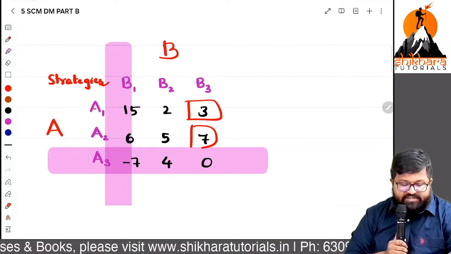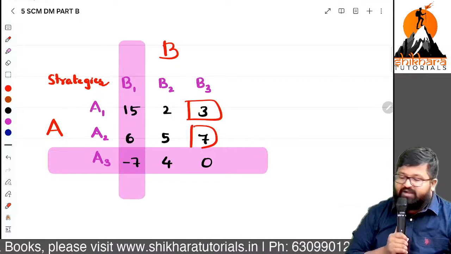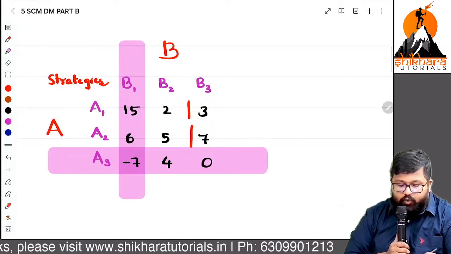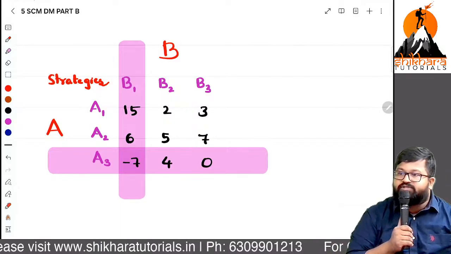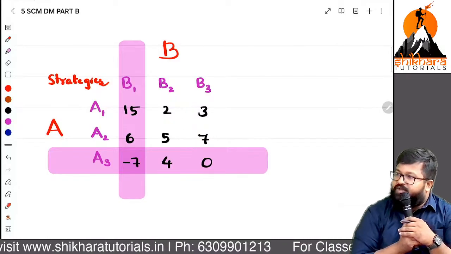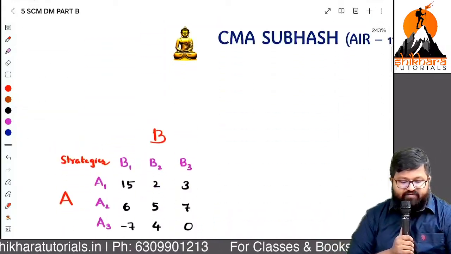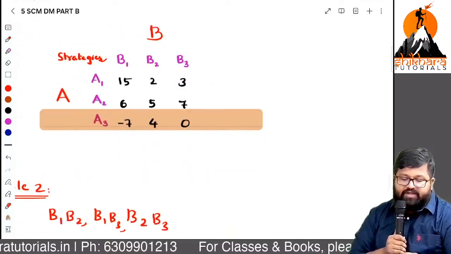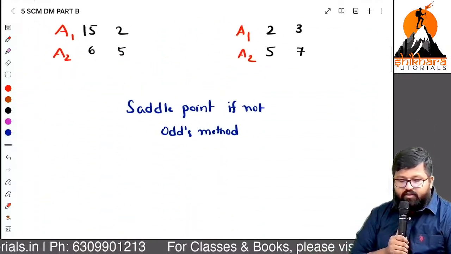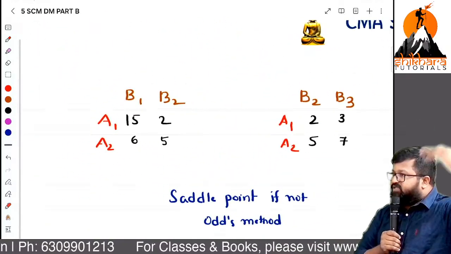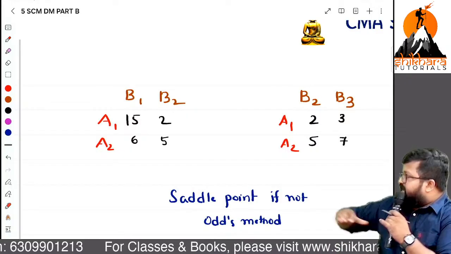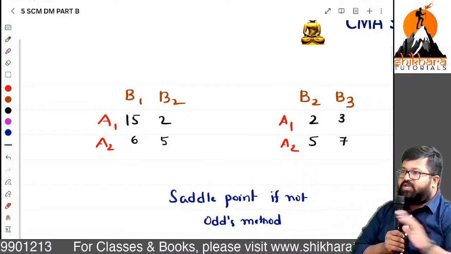Sir, now once B1 is eliminated, what is the order of the matrix? 2 by 2. Automatically we can start our process. What is our process? First one is saddle point. Sir, if you write it legibly, it will be more effective. So here two options. If I cancel that one, that is one option. If I cancel this one, these are options. Two options are given there.